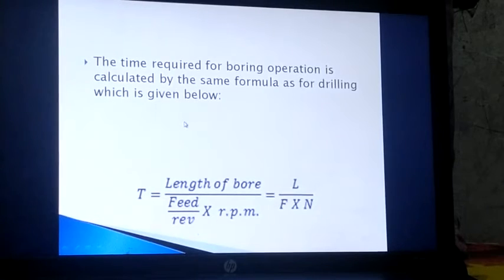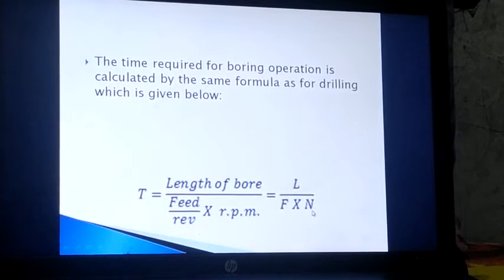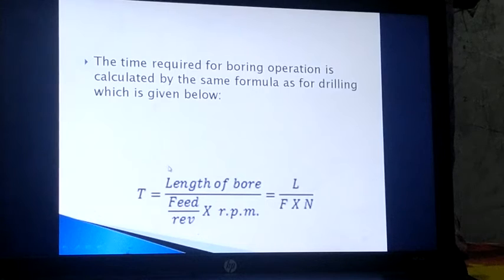Now the next is how to calculate the boring time. Again the formula used is the same. T is equal to length of the bore divided by feed per revolution multiplied by rpm. So T is equal to L by F into N, and the answer will be given in minutes. L is the length, F is the feed, and N is the rpm.